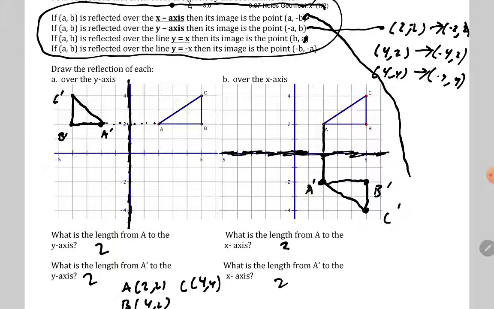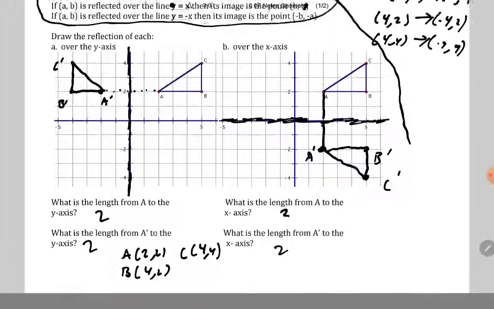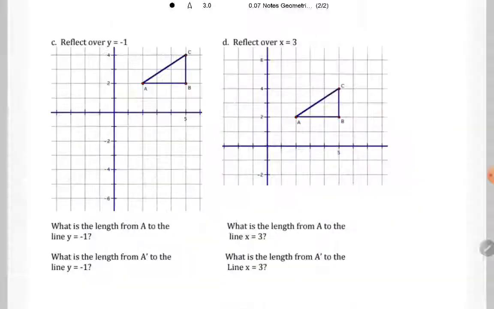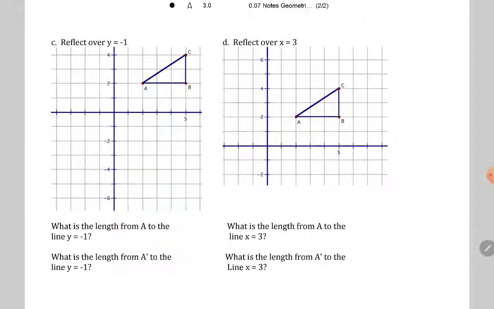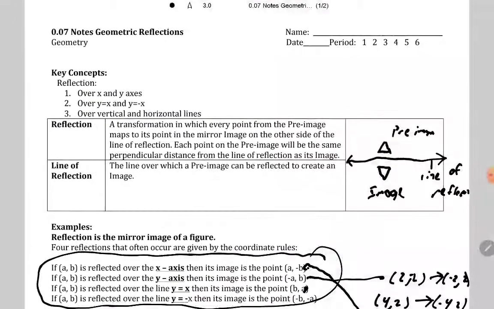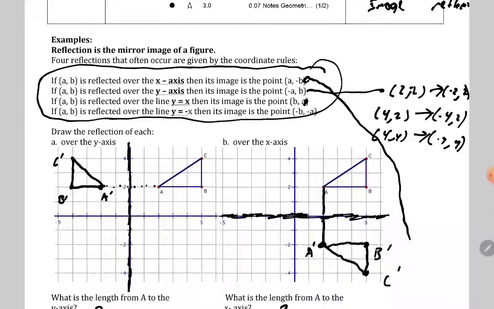Okay, let's move on to the back page. Reflect over the line y equals -1. Let me explain. Remember, y equals x is just the diagonal. That's y equals x. And then y equals negative x is the negative slope line. Just making sure you guys remember that.